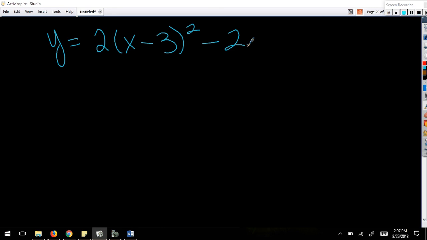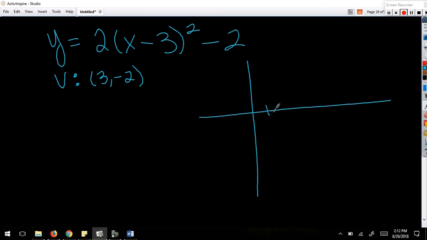Before I graph it, what's the vertex in this equation? 3, -2. All right, 3, -2.